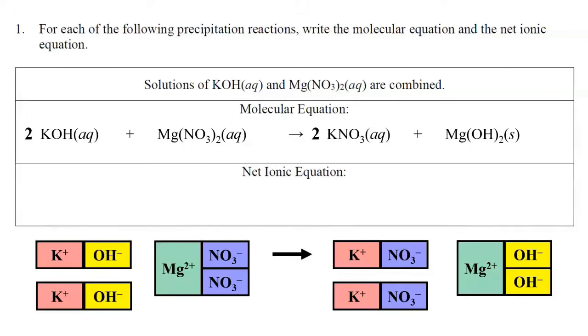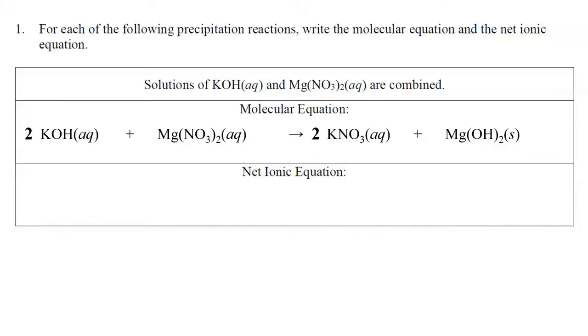Now, moving on to the net ionic equation, first we have to write the complete ionic equation. And so if something is an ionic compound and it's aqueous, then we're going to split it up into separate ions. So 2KOH will be split up into 2 potassium ions and 2 hydroxide ions.